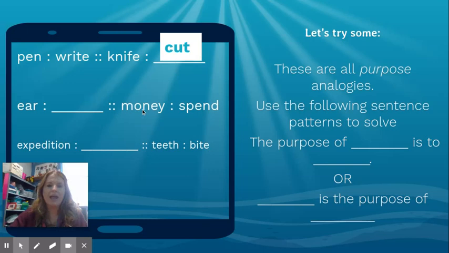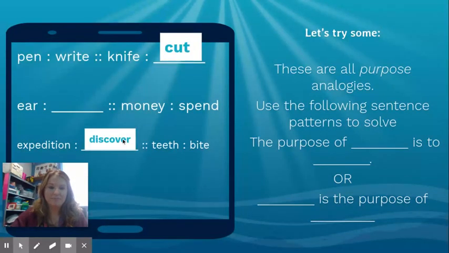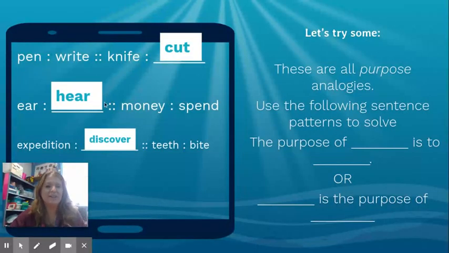Ear is to blank as money is to spend. Here is my full pair right here. The purpose of money is to spend. Yes, that is what money is made for. It's to spend, also to save, but what I do with money is spend it. So the purpose of an ear is to, we'll go back and do that one in a minute. The purpose of an ear is to do what? It is to hear. I don't know how I got those out of order, but that's okay. The purpose of an ear is to hear.